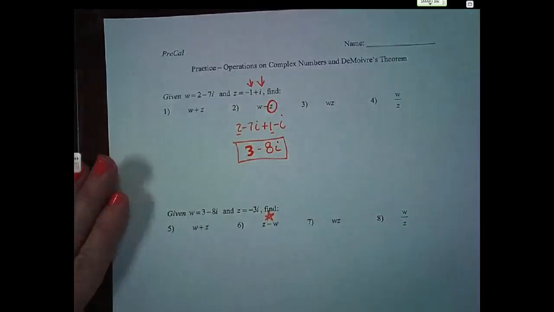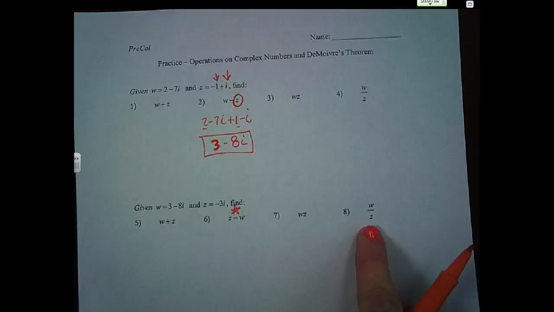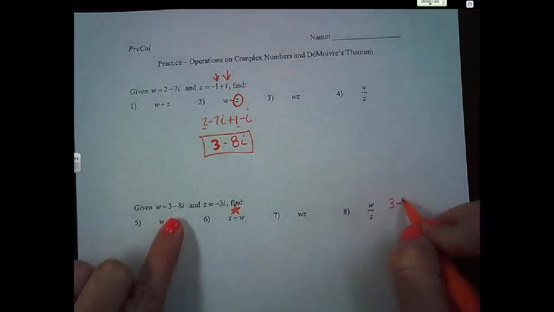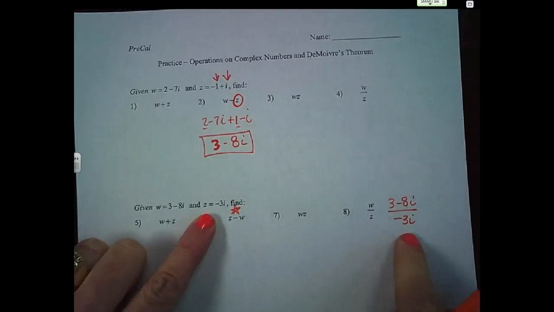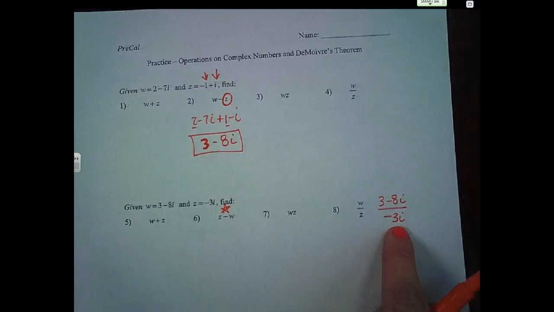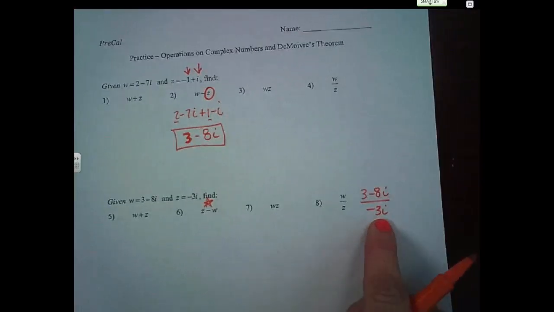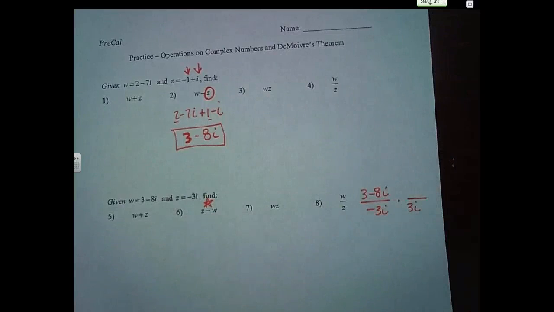Okay? Right now, the other thing I want to talk about with you guys is number 8. On number 8, w is 3 minus 8i, and z is negative 3i. We talked about this a little bit. You're not allowed to have a negative in the denominator. So what are you going to multiply the bottom by? You multiply it by the conjugate, which would be 3i.